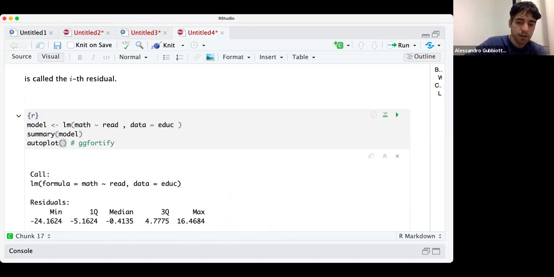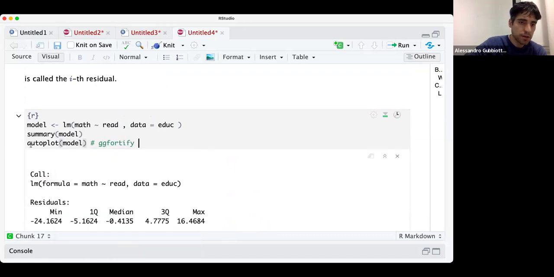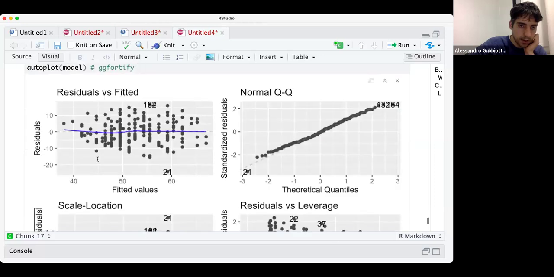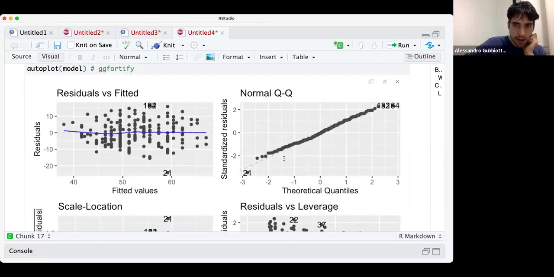Then there is also the autoplot. We need ggfortify for this, which plots some graphs, and I will tell you later about this.